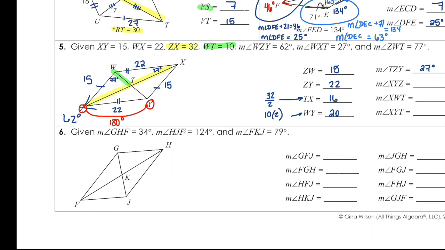What? 32? I don't think so. So we know 62 plus, what did they say, XYZ? XYZ equals 180. Subtract 62 from both sides. The measure of XYZ is, survey says, 118. Hooray.